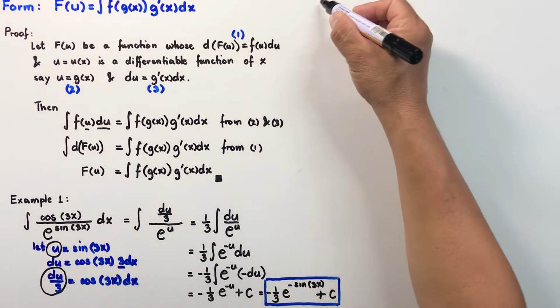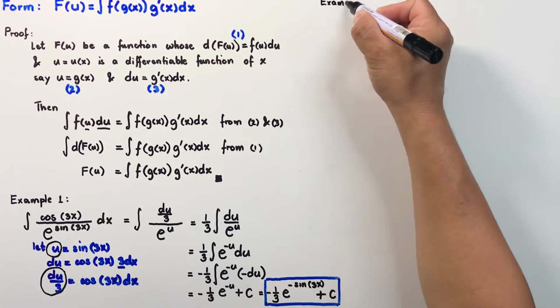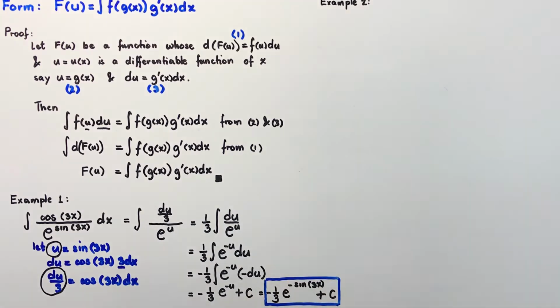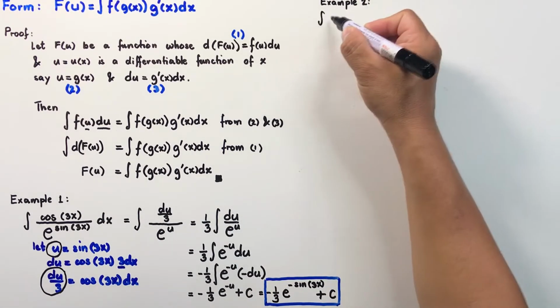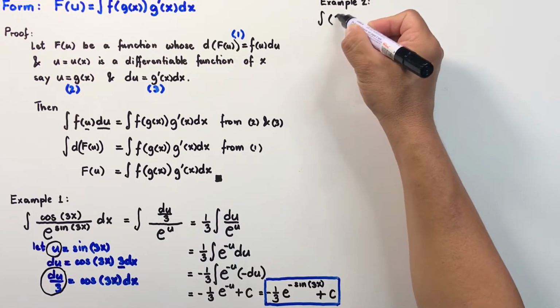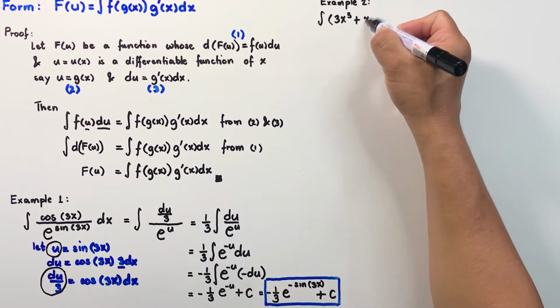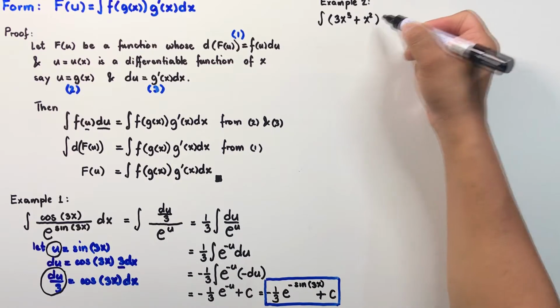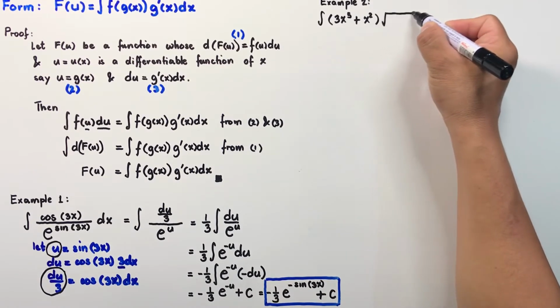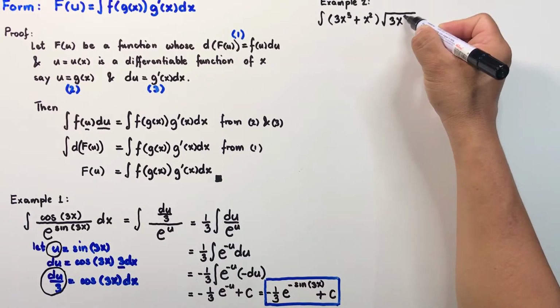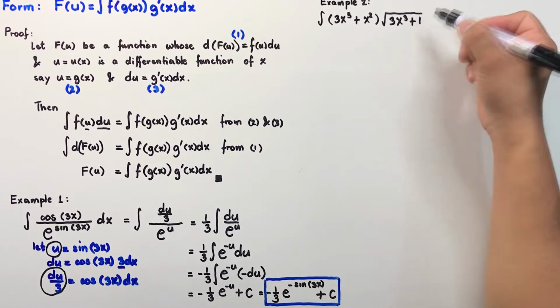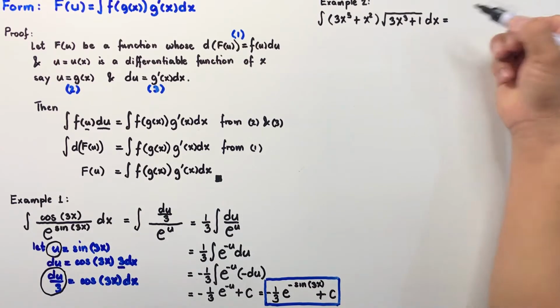Now let's proceed to our number 2 example here. What is the integral of the quantity 3x to the 5th power plus x squared times the square root of 3x cubed plus 1 dx?